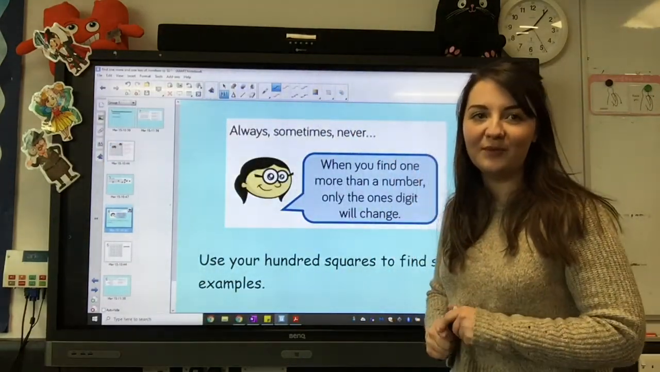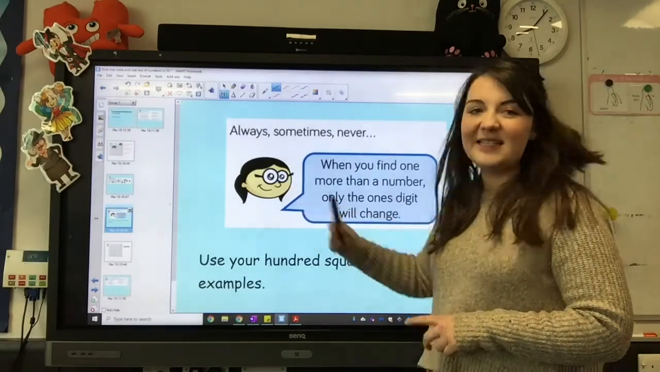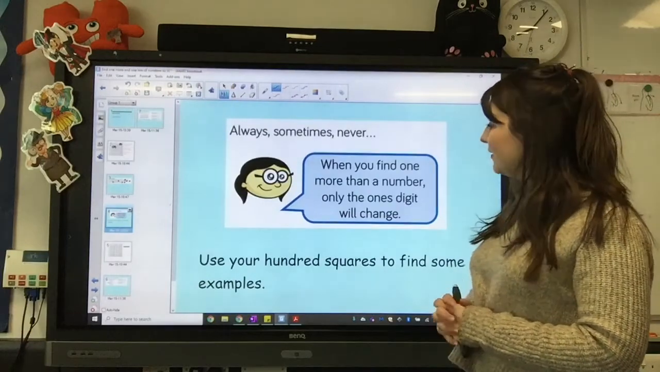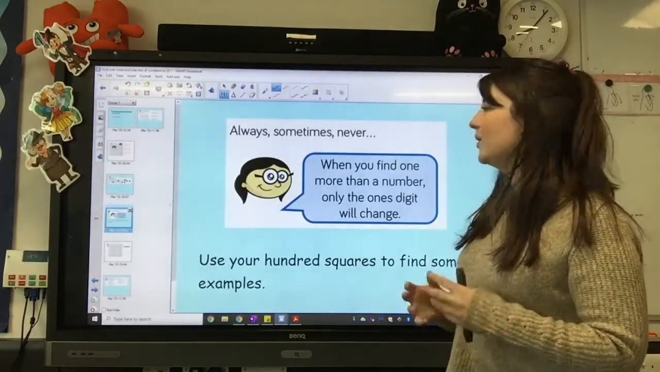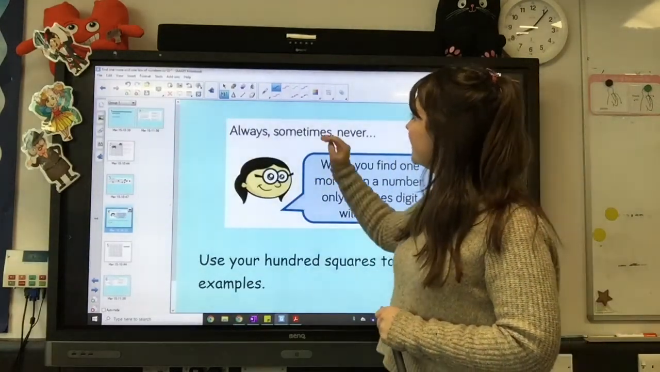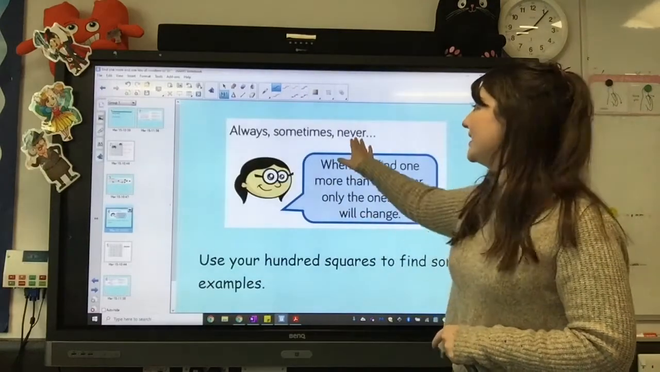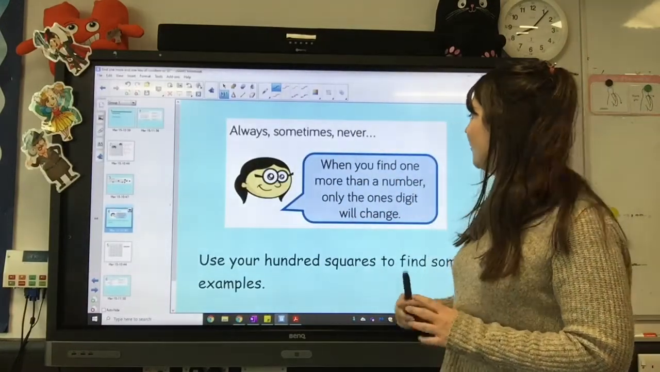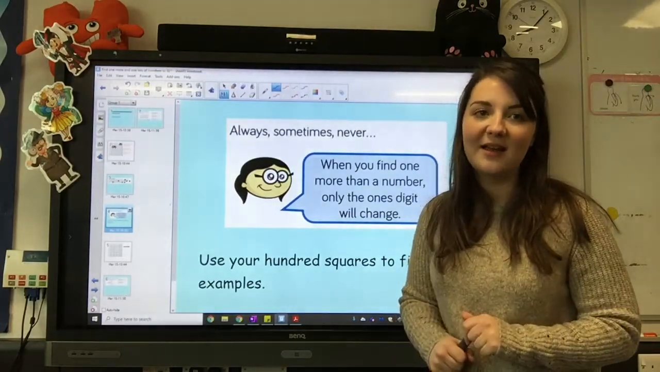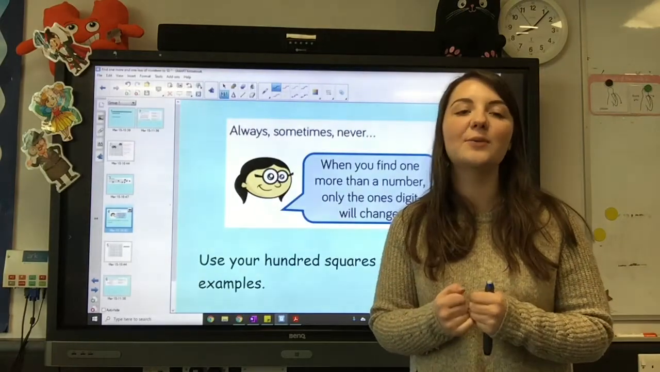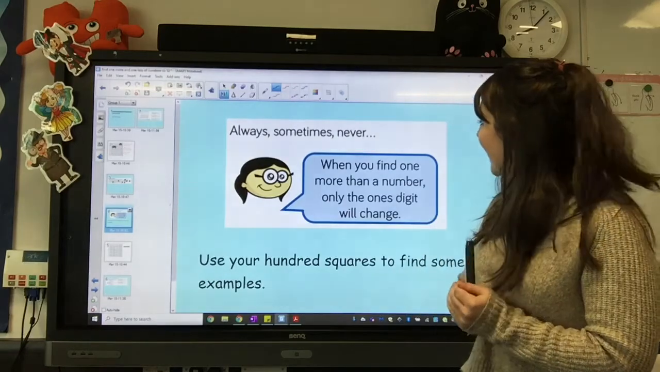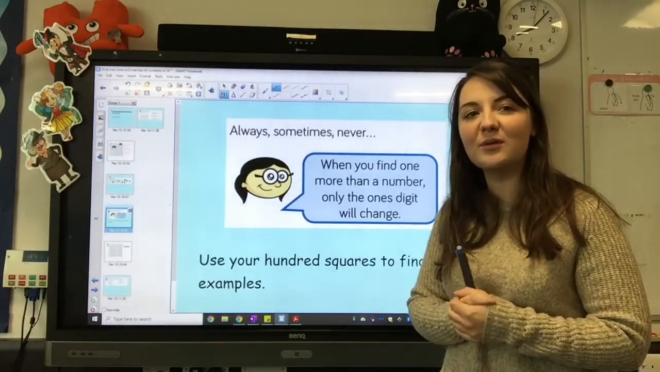Okay, here's a little problem for you. This little girl says, when you find one more than a number, only the ones digit will change. Is this always true? Is it sometimes true? Or is this never true? So when you find one more than a number, only the ones column changes. I think you should have a look at your 50 square and try that for a few examples, finding one more, and see if that's always true, sometimes true, or never true.